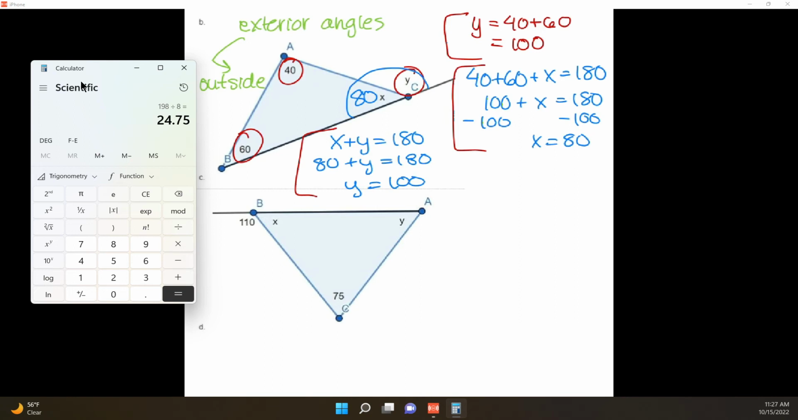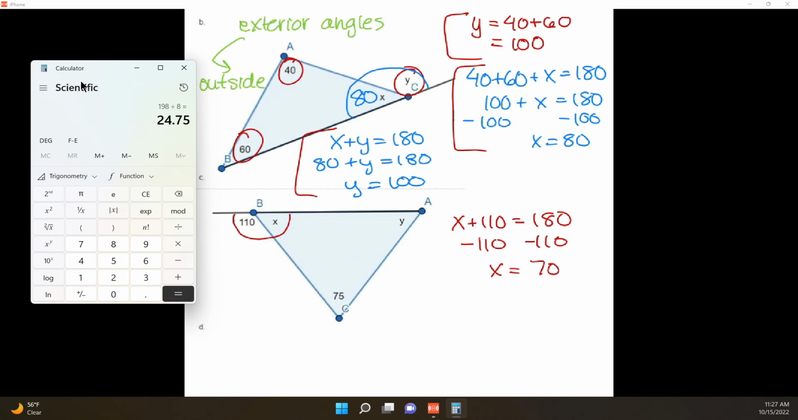For question D, similar tactic here. This time we probably cannot start with the interior angles. We kind of have to start with the knowledge that, okay, these two angles put together, x plus 110, are going to be 180 degrees because of that straight line. So if I subtract 110 from both sides, excuse my dog, then we get 70. So we know x is 70.